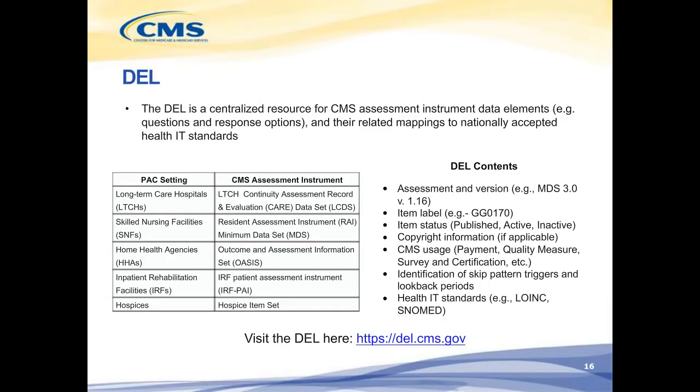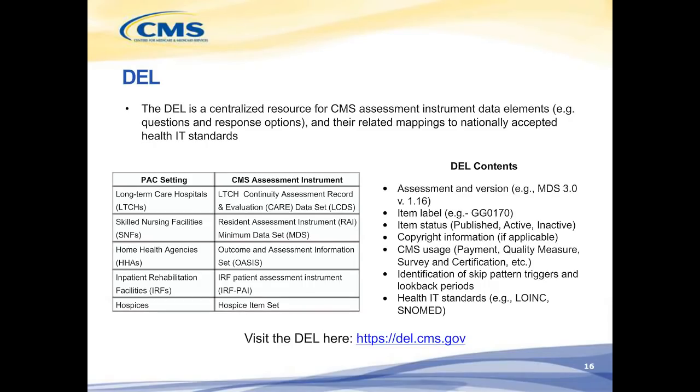So we've placed all of the post-acute care assessment questions and responses, which we're terming data elements, and their details into a searchable database. In the Data Element Library, information on data elements includes details about the assessment version, item labels and status, copyright information, how the item is used by CMS, so is the item used for payment purposes, for quality measurement, for survey and certification, as well as other details.